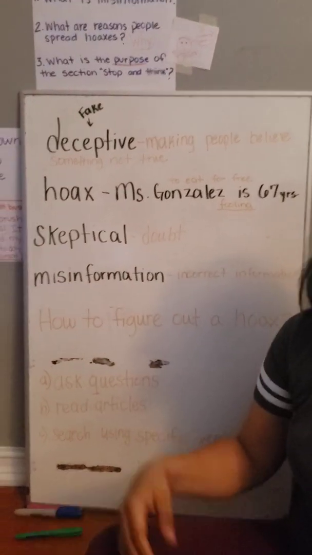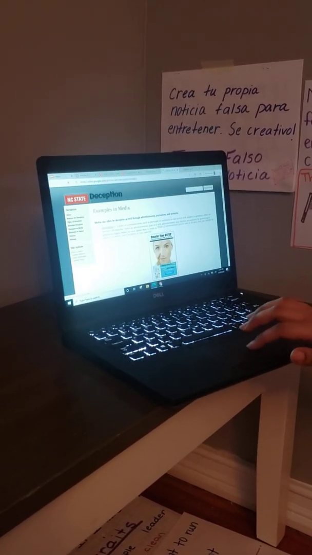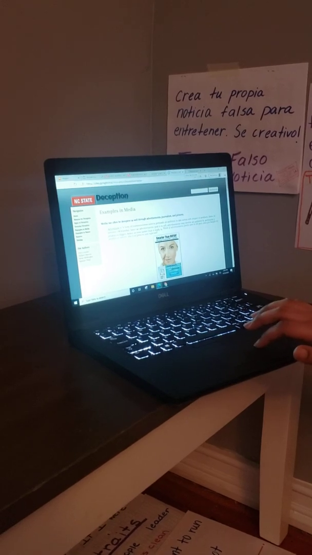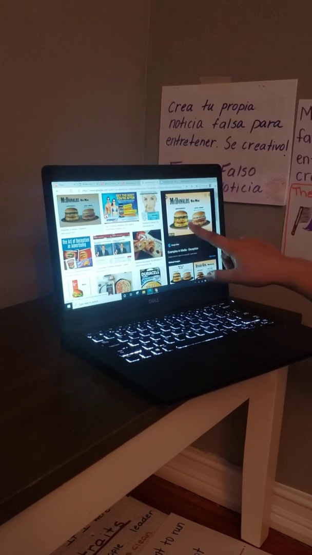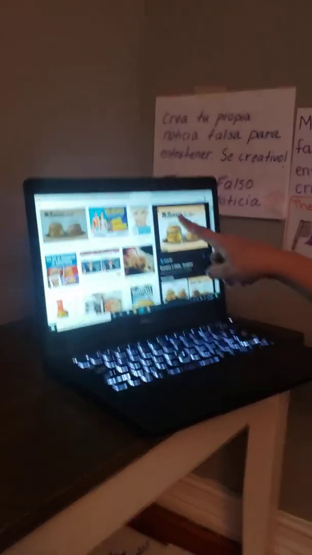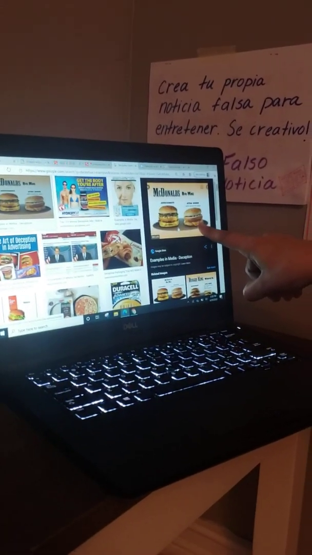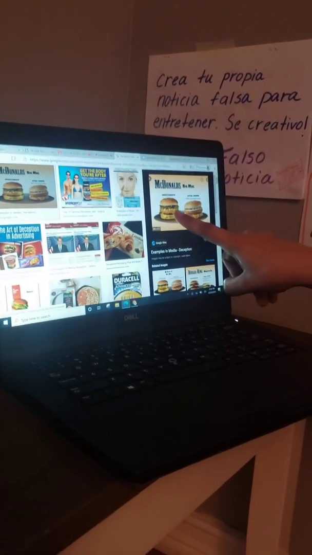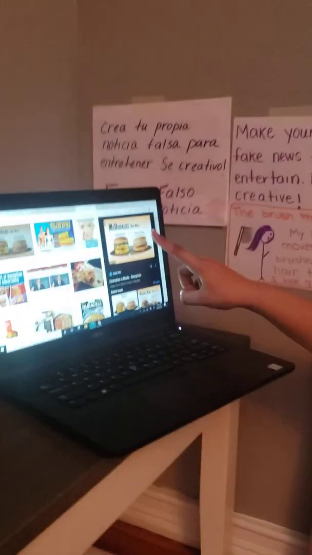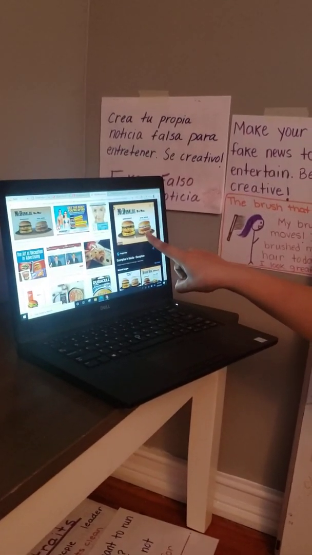Skeptical. Skeptical is when you doubt. So I have some pictures here, some examples of deceptive. Here's a picture of deceptive. When you look at the ads of McDonald's, they say those burgers are big. But then when you go buy a burger, it's really small and it does not look like the advertisement, right? So that is a deceptive picture because they told you it's going to look like this, but when you go buy it, it looks like this.